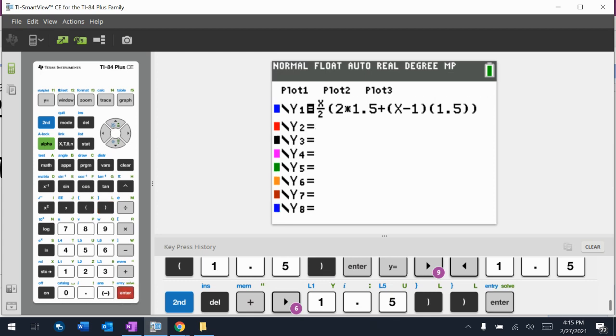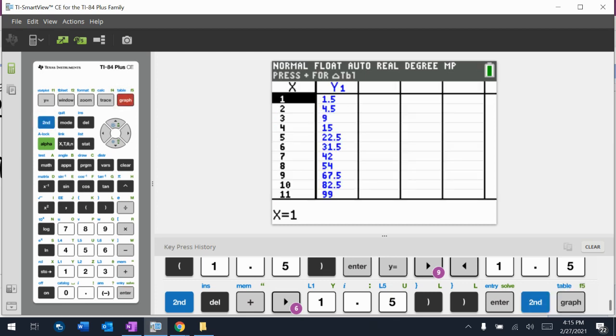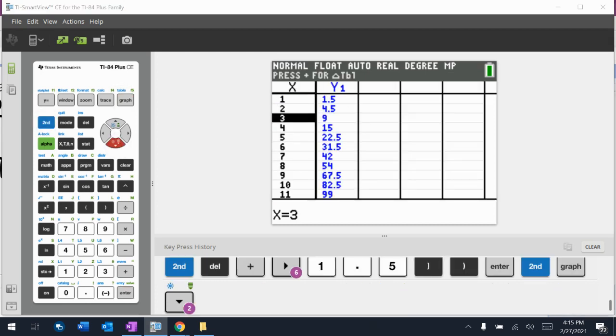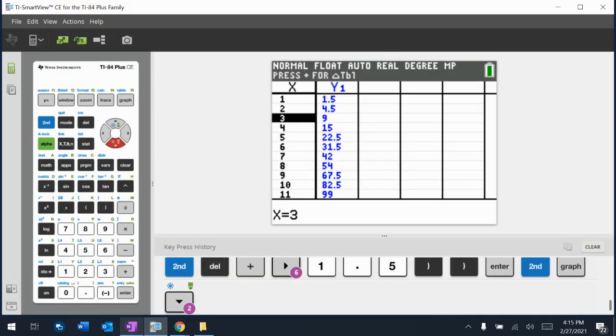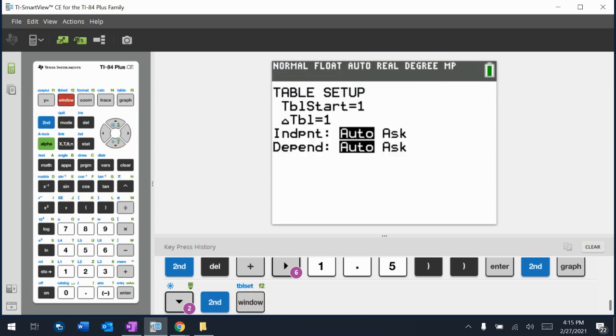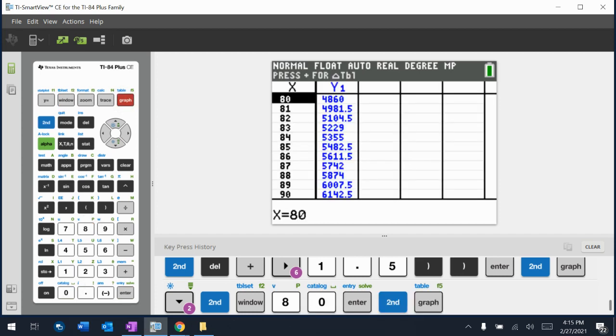Now I'm going to tell you ahead of time, this is going to be a significant number. So if I go in the table to get to 900, I'm going to have to jump down to, 11 gets me to 99. So I'm thinking I'm going to be maybe at least 80. So this is where knowing how to use this calculator is going to be good, because I can type in 80 and then go back to the table and it'll jump me to 80. That's obviously way too far.